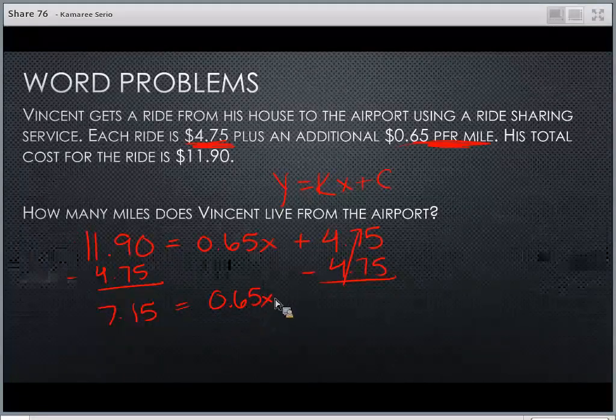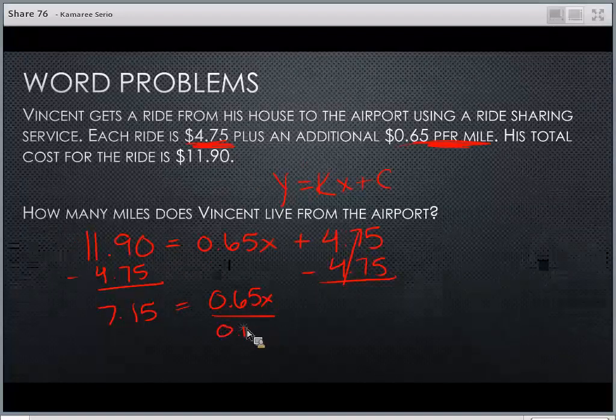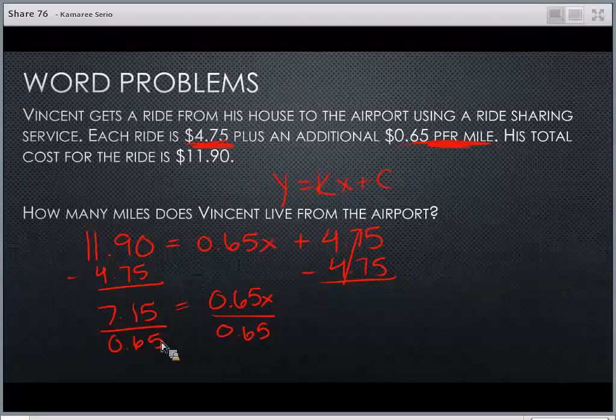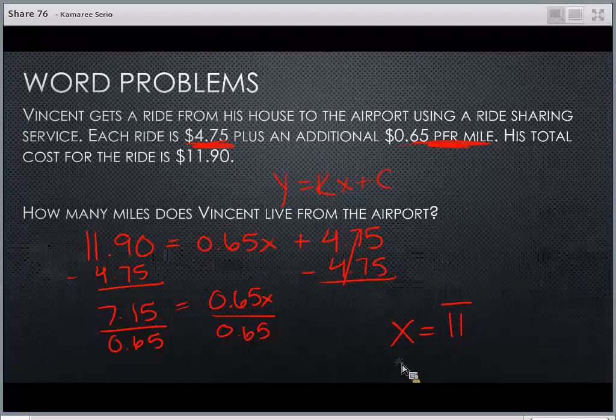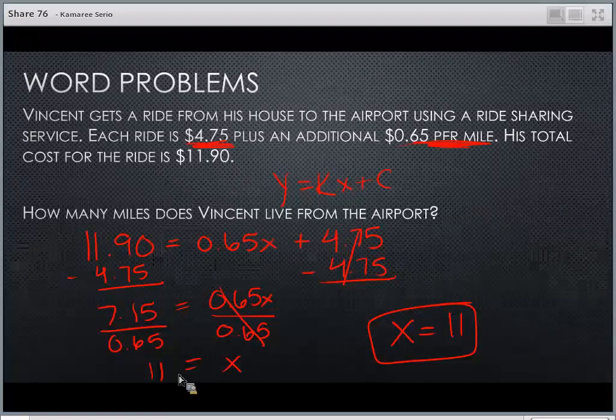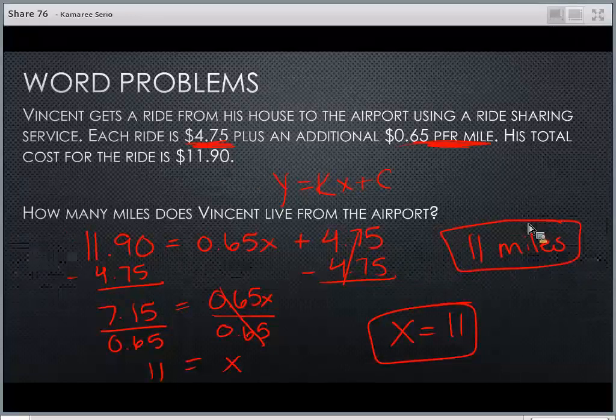And then to get rid of this 0.65 that's being multiplied to x, I need to divide. So 7.15 divided by 0.65, and this tells me x is 11. When I do that, this will cancel, and 11. So he lives 11 miles from the airport.